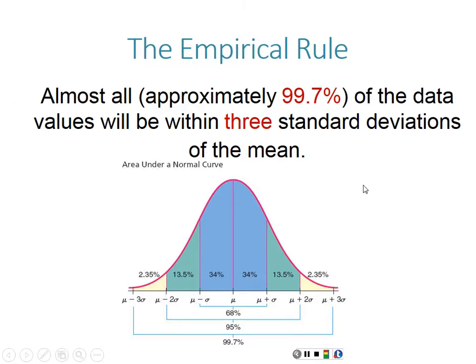And then the last one says that almost all, approximately 99.7%, which is almost all, of the data will be within 3 standard deviations of the mean. So using the mean of 10 and the standard deviation of 5, 10 minus 15 would be negative 5, and 10 plus 15 would be 25. 99.7% of all my data values should lie between negative 5 and 25.